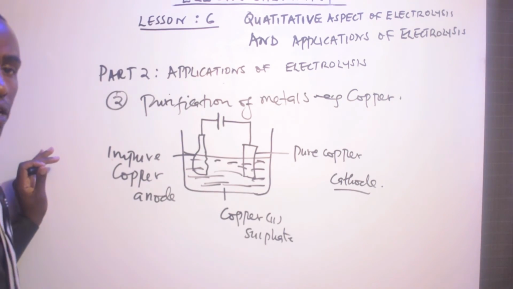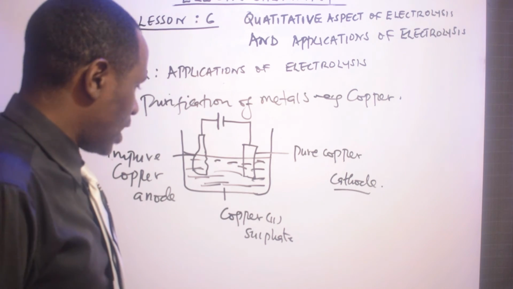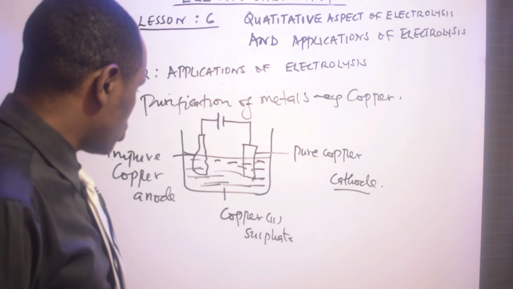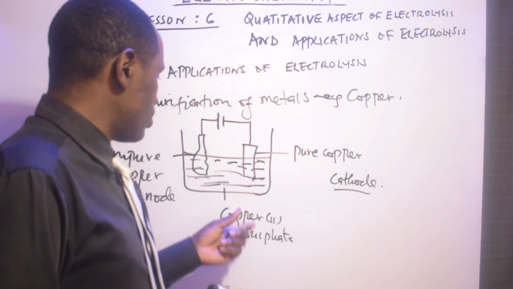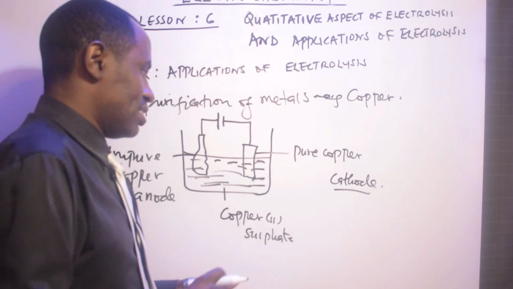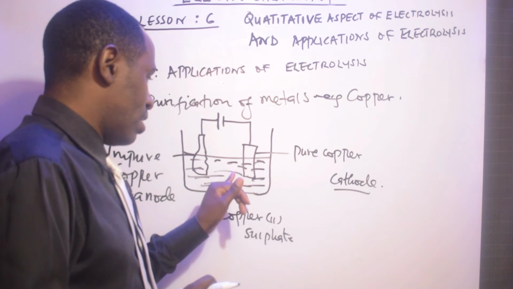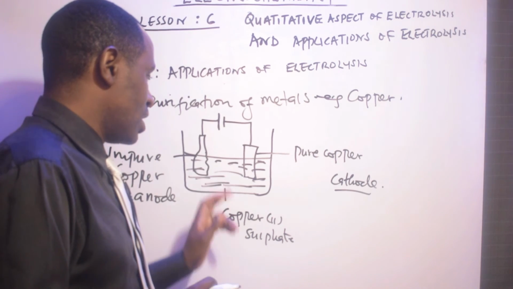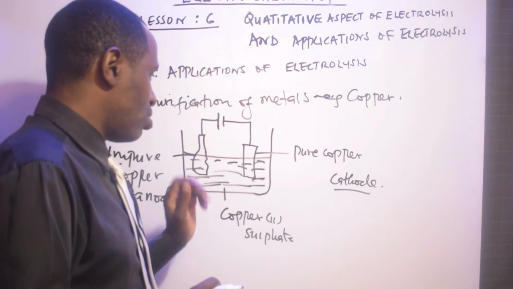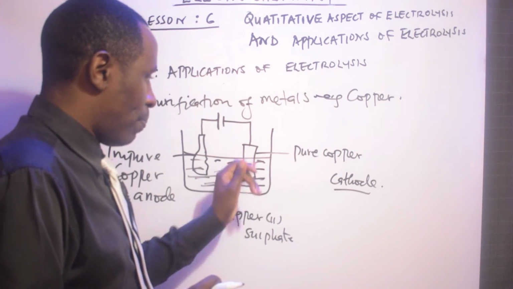I can use copper 2 sulfate here. Now, this is the setup that I'm going to have. I'm purifying copper, so I need an electrolyte containing copper ions. For example, I can use copper 2 sulfate. The anode will be the impure copper. The cathode will be pure copper. That's what we're talking about.